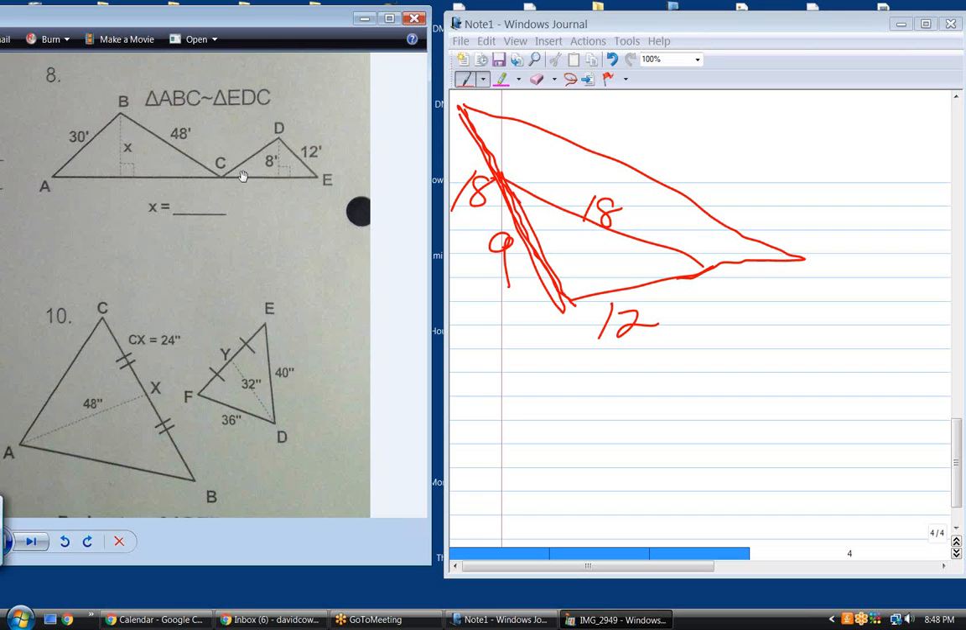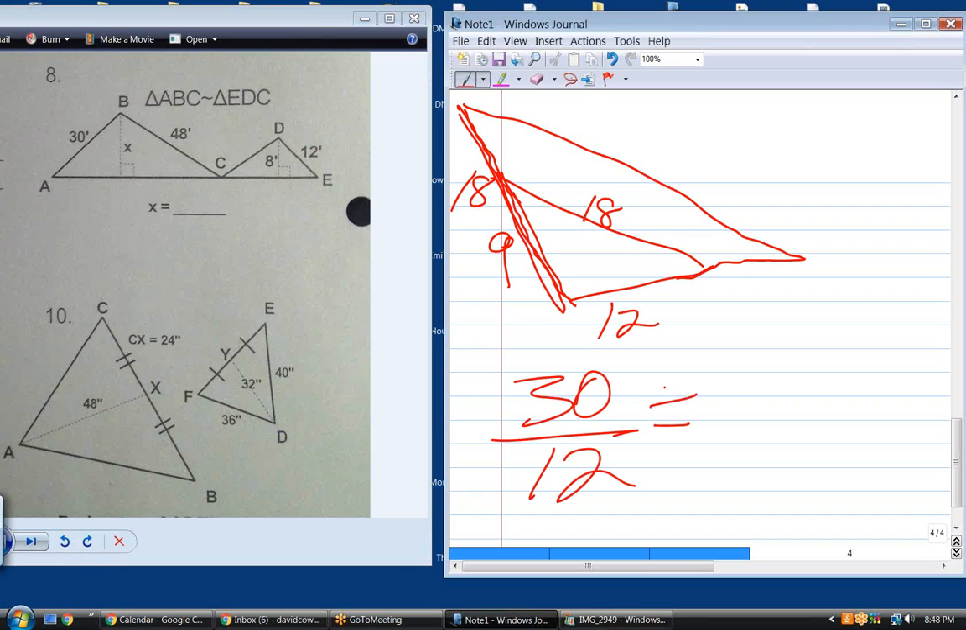Not within the triangles, but between the triangles. In other words, we've figured out which angles are the same. Which sides are the same? Which two sides that we have measurements on are the same corresponding side of both of these triangles? AB is equal to ED. Correct. So the ratio is 30 to 12.